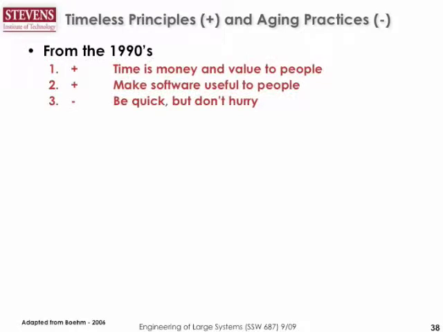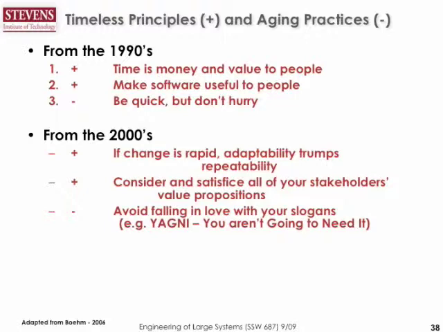From the 90s, we've learned that it's important to maintain the values of people, make software useful to the people. And also, we've learned that it's not a good idea to hurry too quickly through software development. In the 2000s, we learned that rapid change means that adaptability is much more important than repeatability or maturity. It's also important to remember that there are lots of stakeholders and you'll need to satisfice between them in order to have a successful project. Most importantly, try to avoid falling in love with your slogans.